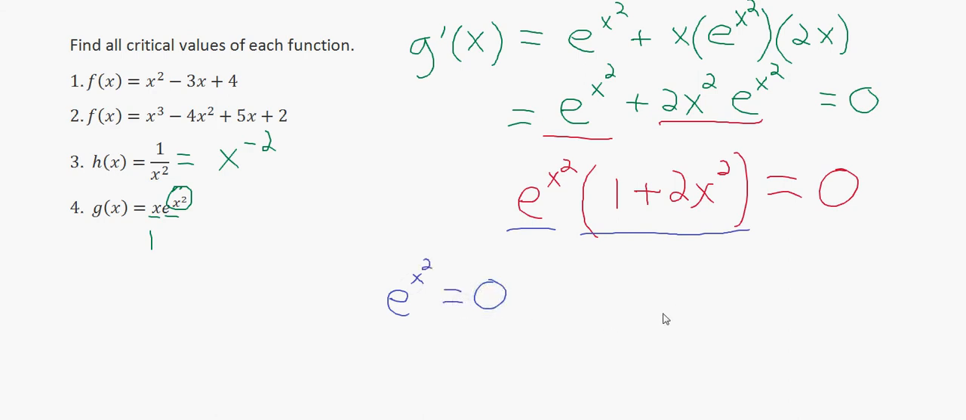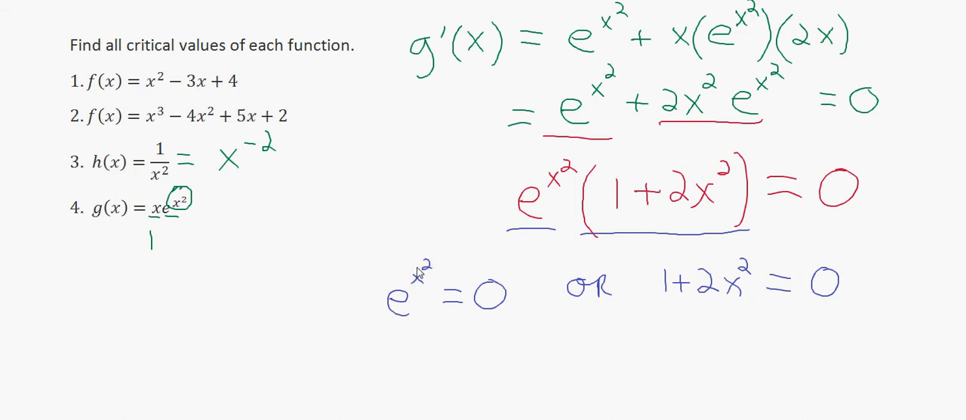Well, e to the x squared equals 0. Maybe you're thinking, oh, God, that's tough. I don't know. But e is just some number. It's a little bit less than 3. And if you raise 3 to any power, regardless of if the power is positive or negative, 3 to any number is always a positive number. So this has no solution. Okay? So e to any number is always a positive number. So e to the x squared, always positive, means it can't be 0. This has no solution.